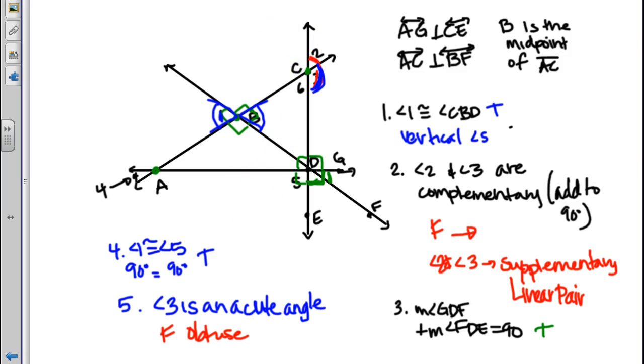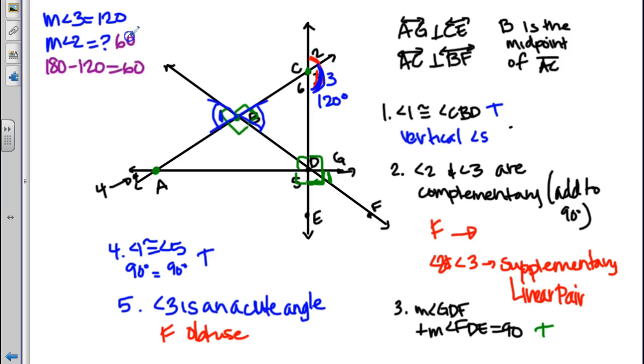I actually have one more question for you before we go. If the measure of angle 3, which is here, is 120 degrees, could you find the measure of angle 2? The answer is absolutely we can. Angles 2 and 3 form a linear pair. They're supplementary to each other, so that means they add to be 180, so we'll subtract. The measure of angle 2 is 60 degrees.